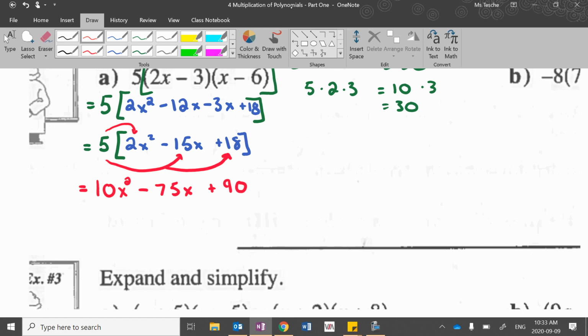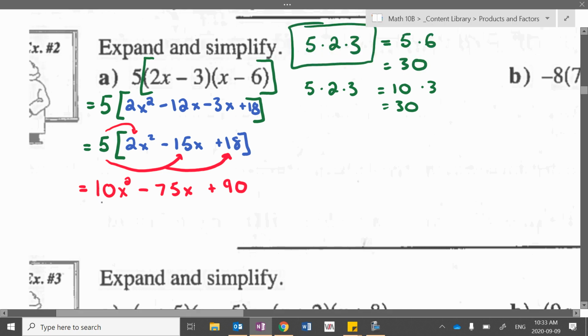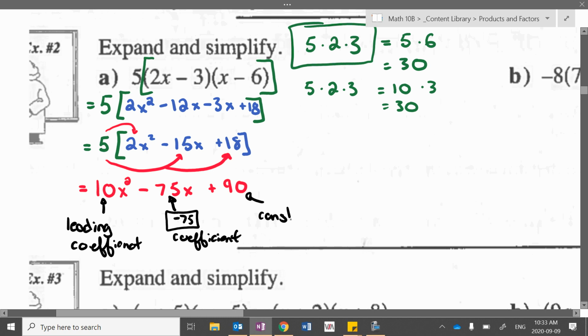Let's just do a quick review on this one of our terminology. So the 10 is our leading coefficient. Minus 75, make sure you're including that negative, would just be a coefficient. And then plus 90 is our constant. Just a review for you.